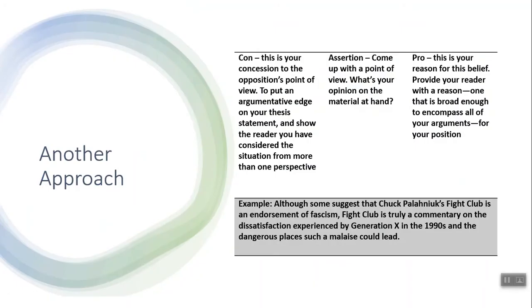So another approach to writing a thesis statement is to use a con, assertion, pro. A con is a concession to your opponent's point of view to put an argumentative edge on your thesis and show the reader you have considered the situation from more than one perspective.